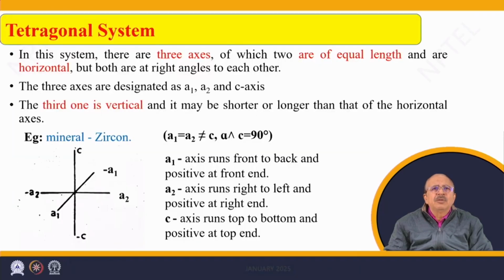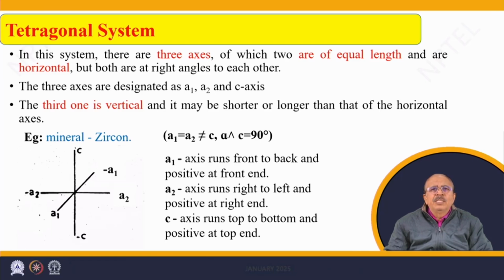Next system is the tetragonal system. In this system there are 3 axes of which 2 are of equal length and are horizontal, but both are at right angles to each other. The 3 axes are designated as A1, A2 and C axis. The third one is vertical and it may be shorter or longer than that of the horizontal axis. A good example of this system is the mineral zircon.